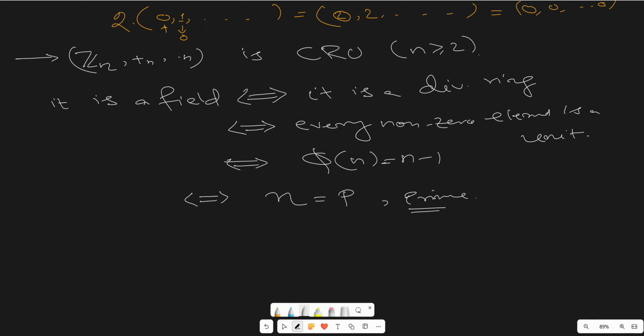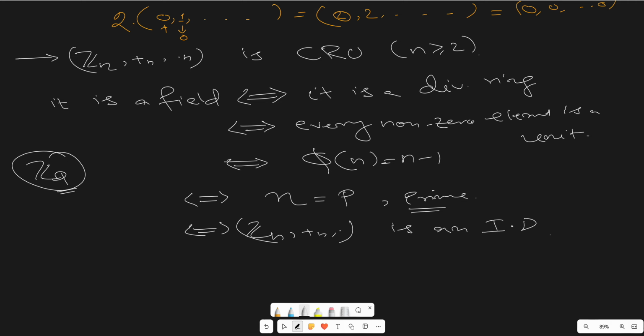Phi n equals n minus 1 happens only when n is equal to p, prime. When n is prime, that means we are in Zp. So Zp is an integral domain if and only if Zn, addition modulo n, is an integral domain. Are you getting my point? Whatever points I am writing, are you getting them?